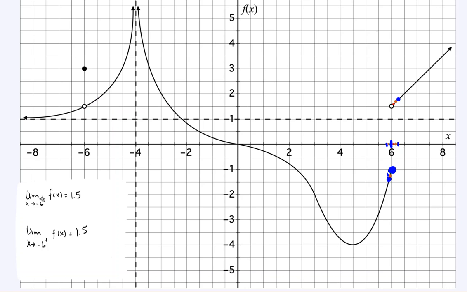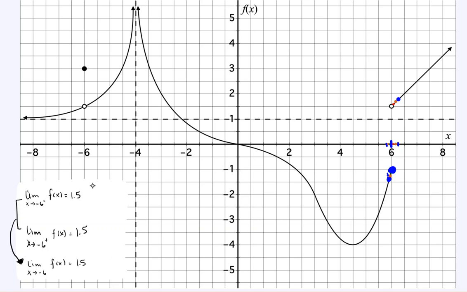Now in this case, since both the left and the right hand limits agree, we would write this as the two-sided limit, where it's just the limit as x goes to -6, no left or right indicated, is 1.5. So if the left and right hand limits agree and are equal, you automatically know the two-sided limit.